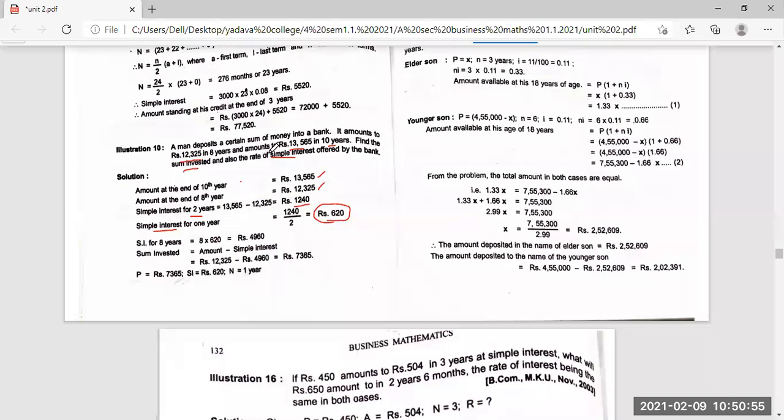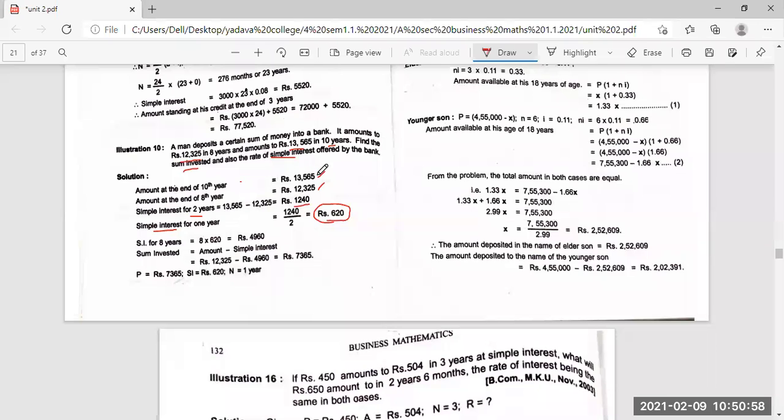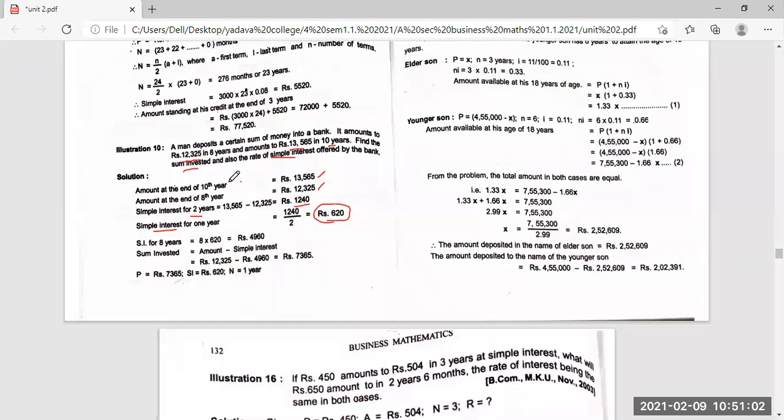So in the sums, 10th year you will be getting 13,565. Then 8th year 12,325. So how will you calculate the simple interest for 1 year? The 2 year difference, if you subtract, you will be getting 1,240. Then if you divide it by 2, you will be getting the simple interest per year, that is 620.